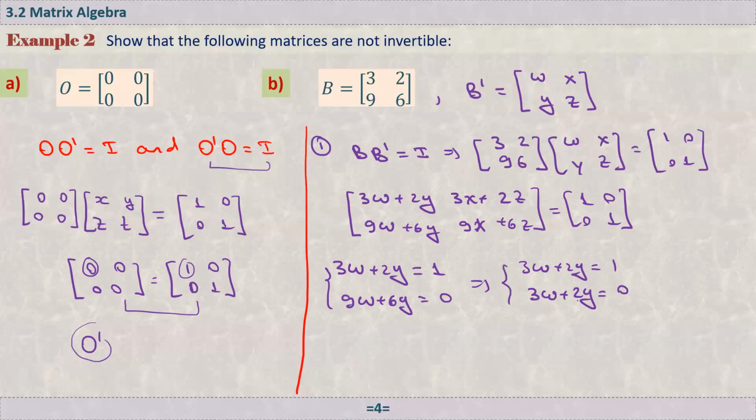On the left-hand side of these equations, we have the same expressions, 3W plus 2Y, 3W plus 2Y. But on the right-hand side, we have 1, and here we have 0. One expression at the same time cannot be equal to two different values, right? That means that this system has no solution. So we don't even have to check the other part. We cannot find W, X, Y, Z. That means that whatever 2 by 2 matrix you write for B prime and multiply by B, it never produces the identity matrix. So by the definition, B is not invertible.